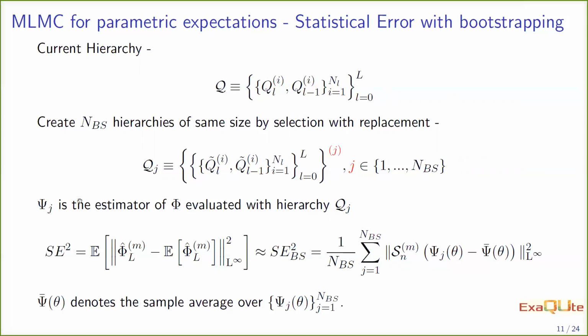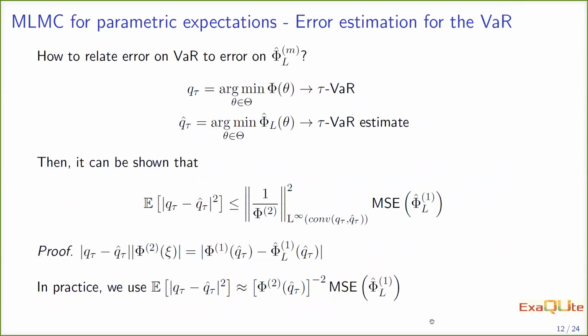Then, now that you have NBS hierarchies, you can compute NBS estimates of the function. And once you have these bootstrapped estimates of the function here denoted psi j, you can simply take the expression for the statistical error and replace both the expectations with sample averages. And this gives you an estimate of the statistical error, which we denote by SEBS. And so we find that this provides satisfactory statistical error estimates.